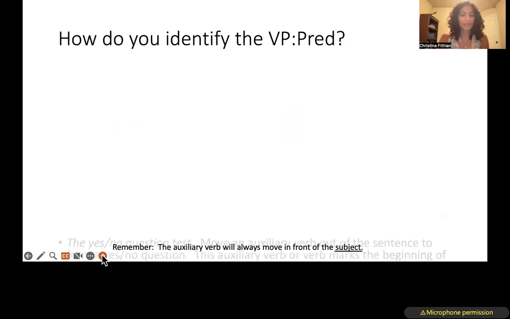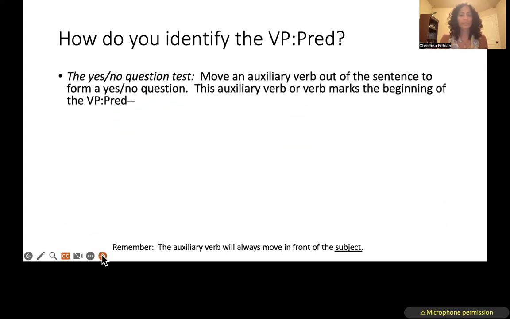Okay, so we'll do that in class a little bit more. There are a few steps that you can take if you're trying to identify the verb phrase predicate of a sentence. The first test that you can do is called the yes-no question test. With the yes-no question test, you take a sentence and you make it into a yes-no question, a question you can answer with either a yes or a no answer.